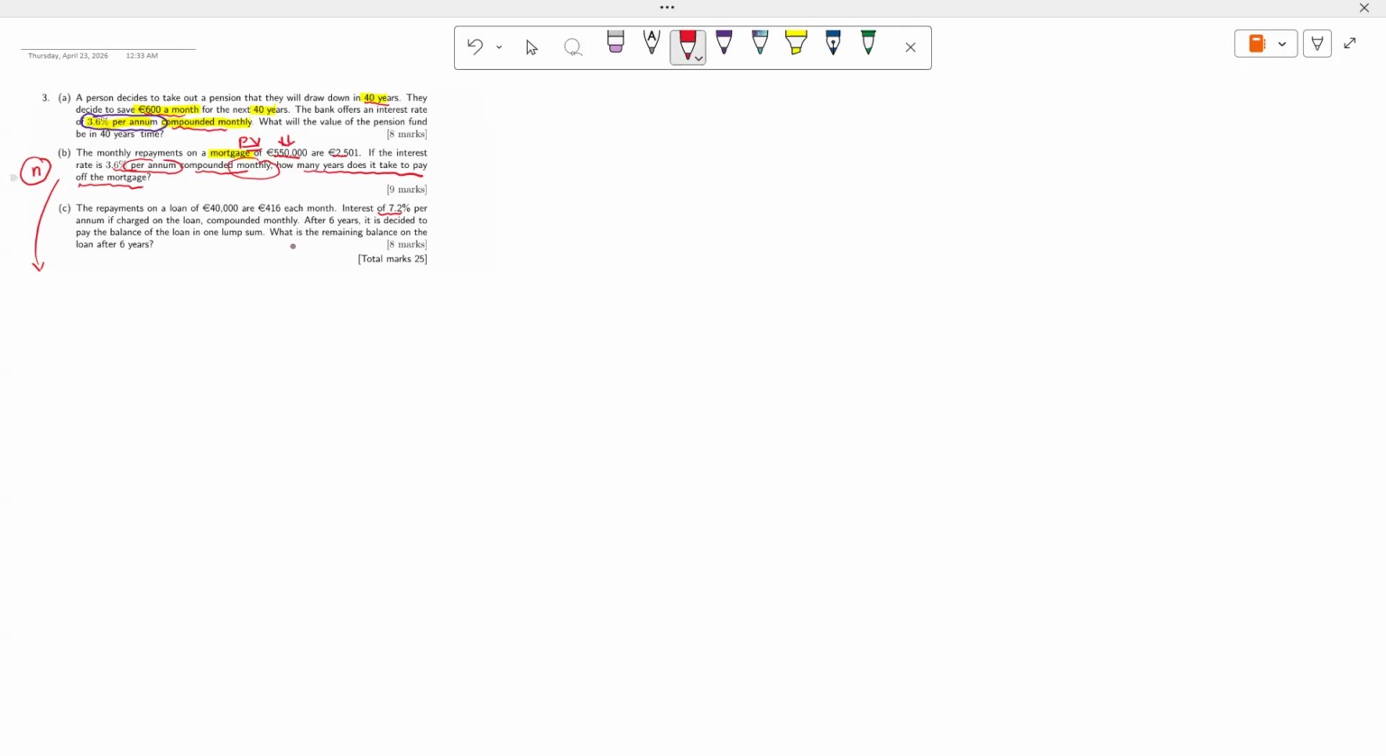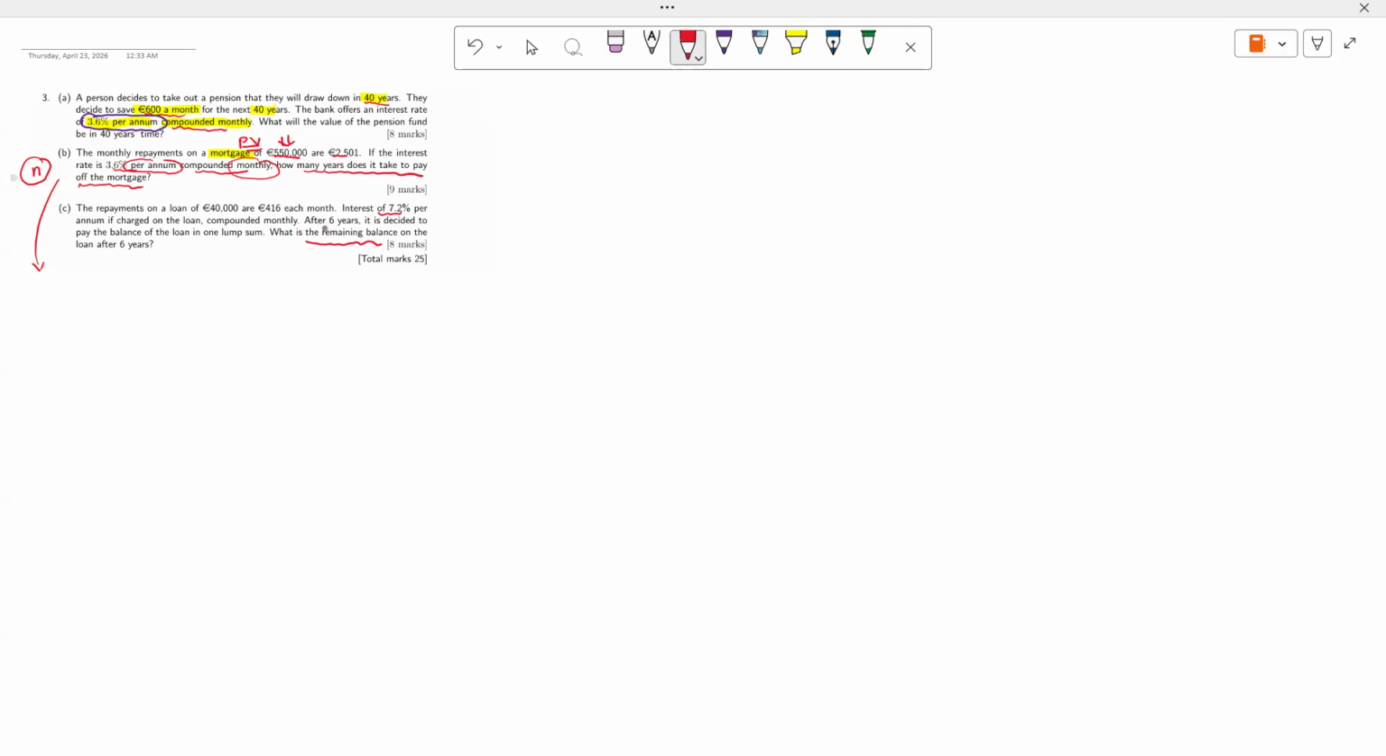So you keep paying 416 euros every month, and after 6 years, you decided to pay all of your loan all at once. You want to get rid of this. So what would be the remaining balance? It's not a question of algebra. It's a question of future value and present value. So what would you do?